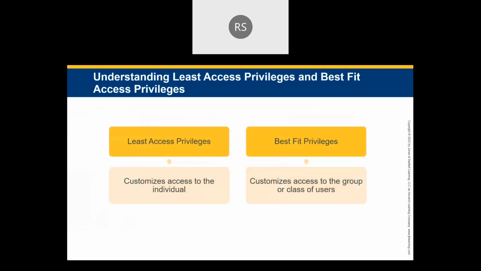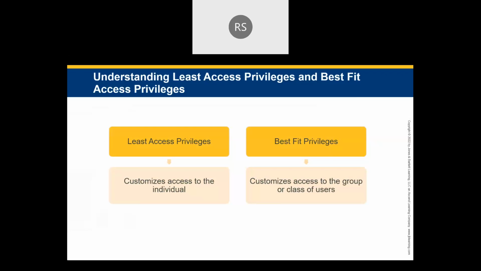So looking at the least access privileges, we're going to look at the case of the accountant. Their access should be customized to their individual needs. They should have access to only the financial systems and data that's relevant to their specific responsibilities, such as the accounting software, budgeting tools, and financial reports. They shouldn't have access to marketing databases or sales related information.